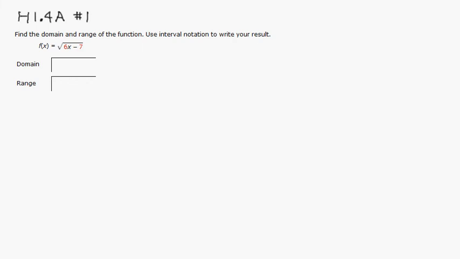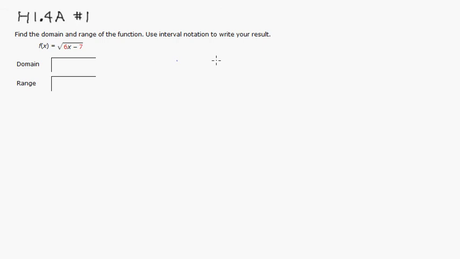Okay, let's go over homework 1.4a, number 1. Alright, so we want to find the domain and range of this function f of x, which is defined as square root of 6x minus 7.